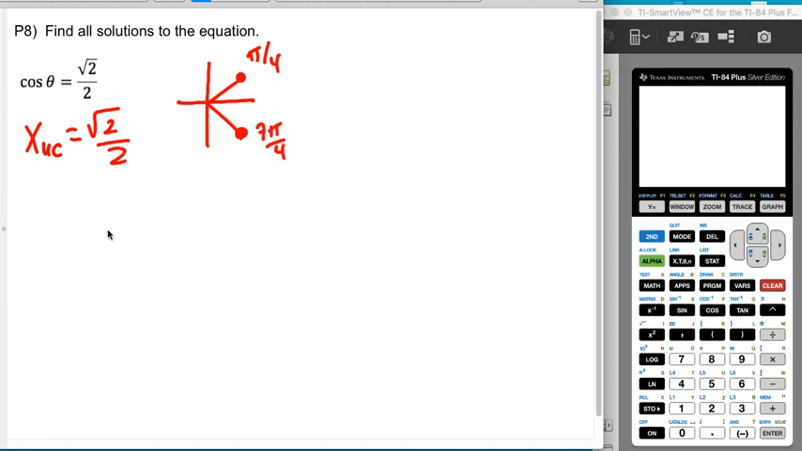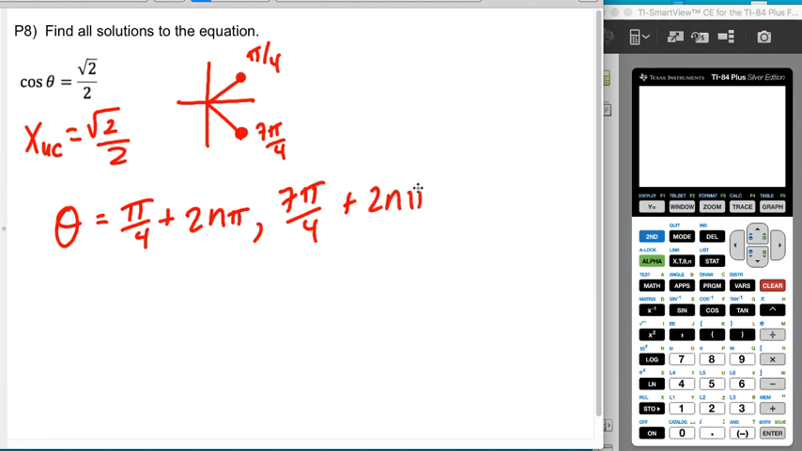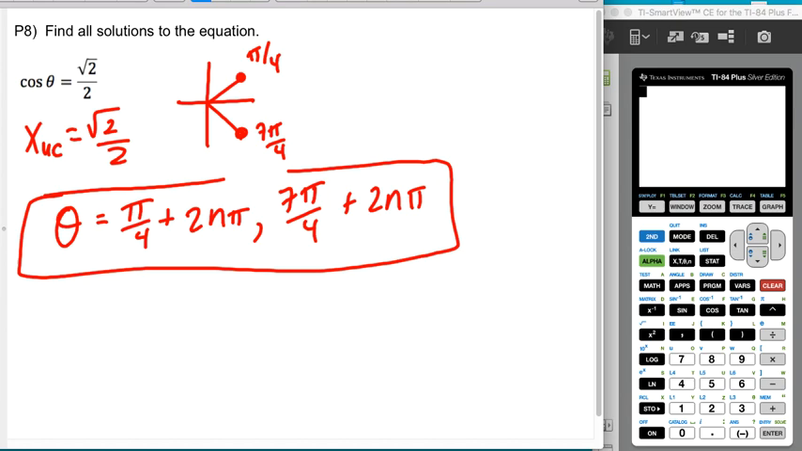And what we want to do is we want to list all of them. So we're going to say that theta is pi over 4 plus as many full circles as you want to add, right? Like every coterminal angle that could ever exist to that. And 7 pi over 4 plus, again, any possible coterminal angle that you could want, right? Because that's what that 2n pi does.